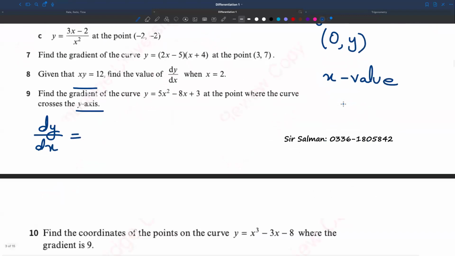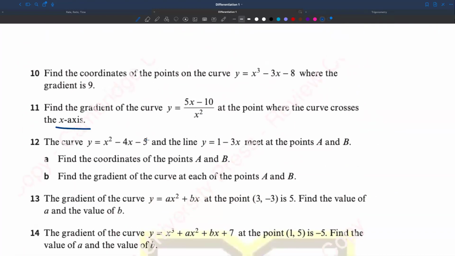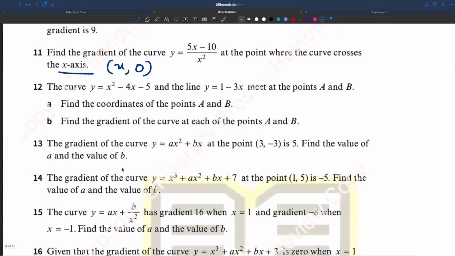But moving forward, in any question, if it says where it crosses the x-axis, what you know is that the coordinate will be x, 0. So you don't know the x value. What you can do is put y equals to 0 and find the value of x and then put it into the dy dx to find the gradient. Right? So this is what you'll have to remember.